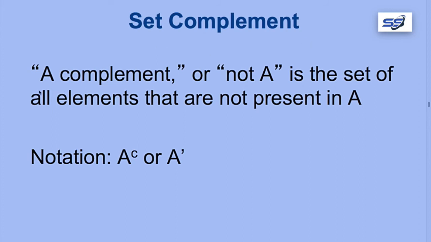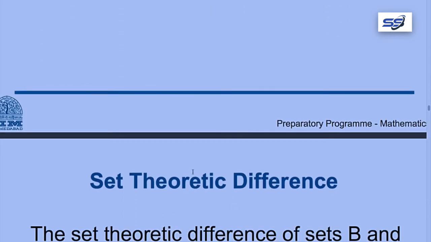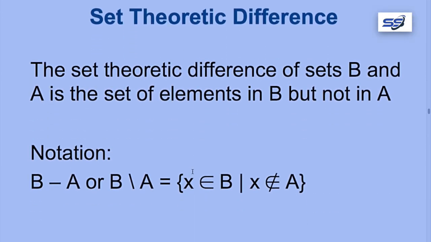Set complement. A complement, or not A, is the set of all elements that are not present in A. Notation: A^c or A'. Set theoretic difference. The set theoretic difference of sets B and A is the set of elements in B but not in A. Notation: B − A = {x belongs to B such that x does not belong to A}.